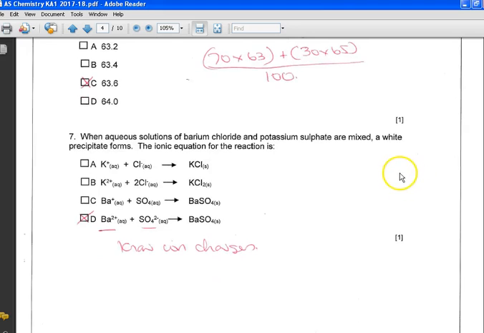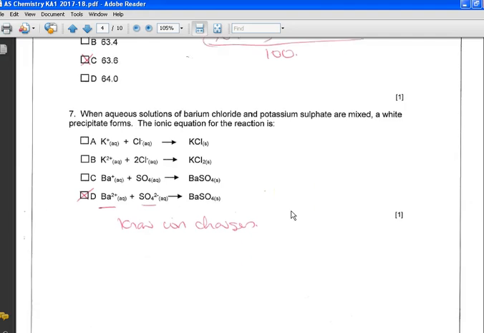Question 7, the ionic equation. Basically, if you know your ion charges, obviously it's saying that barium chloride and potassium sulfate are mixed, so we're going to get barium sulfate. So it's just a matter of knowing that barium is 2+, sulfate is 2-, so it'll be BaSO4. Can't be this one, and it's not going to be potassium chloride.